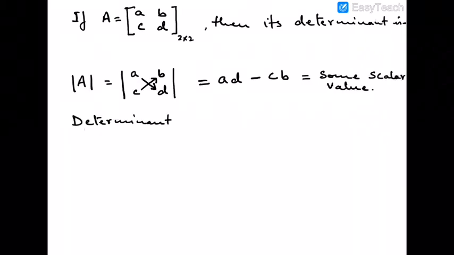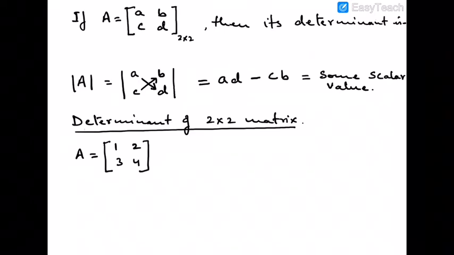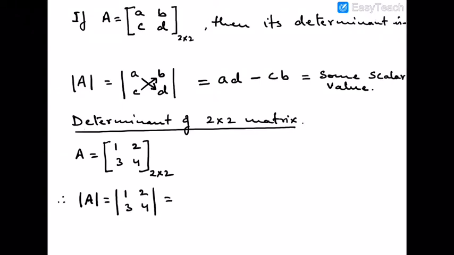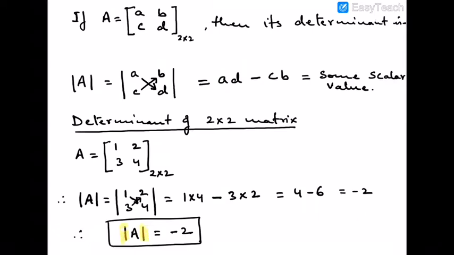Now let's take an example for 2 by 2 matrix. If A is equal to 1, 2, 3, 4, then determinant of A is multiply diagonally 1 by 4, then minus diagonally 3 times 2, we will get 4 minus 6, that is minus 2. Therefore, determinant of A is minus 2.